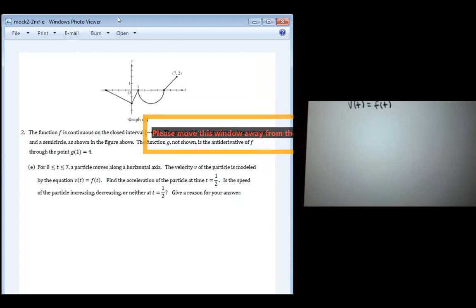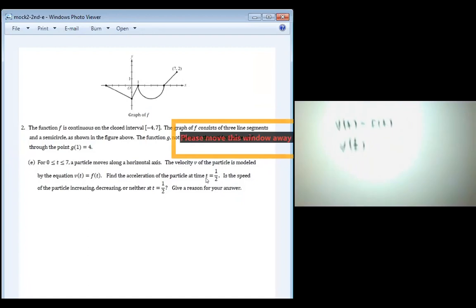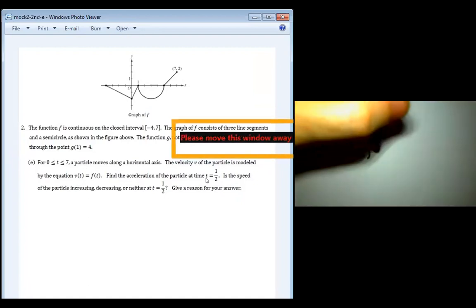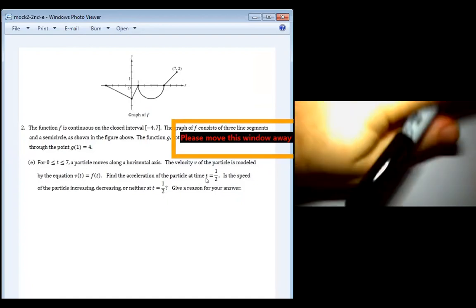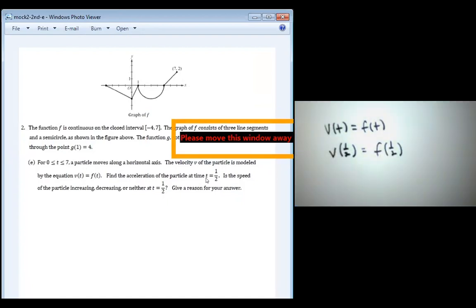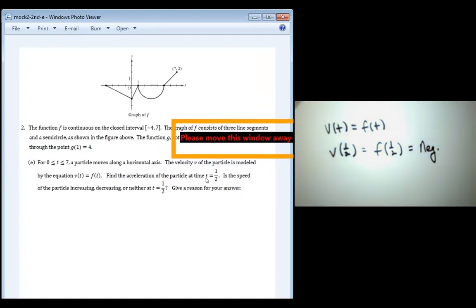Okay, the velocity of the particle is modeled by that. We're looking for everything about t equals 1/2. So I'm looking for velocity at 1/2. And the velocity at 1/2 is the same thing as f of 1/2. And I remember, I don't need to know exactly what it is, but f of 1/2 is a negative value.